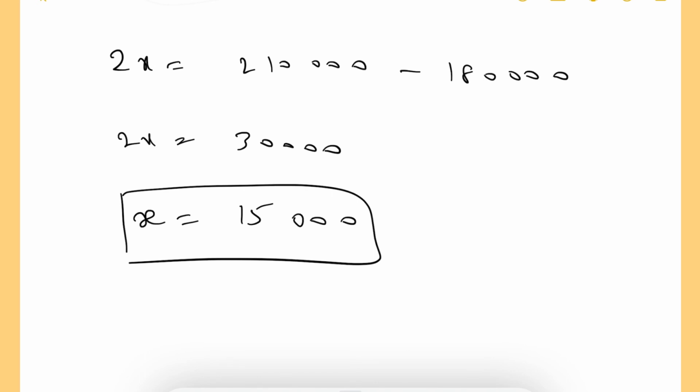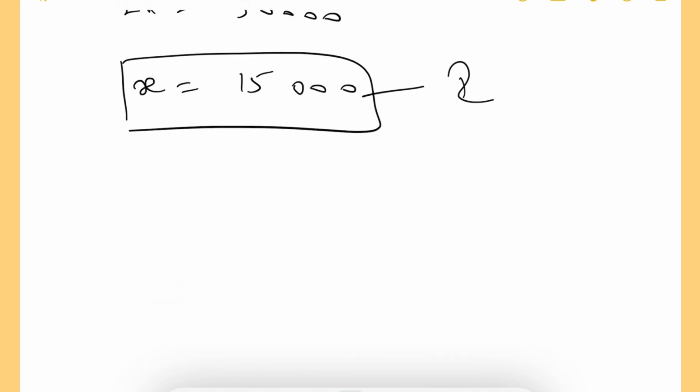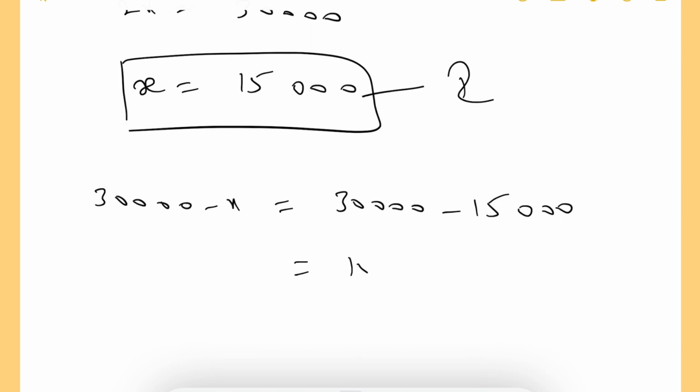So it means 15,000 rupees we need to invest in type 1, because two types of bonds are there, right? So 15,000 we are investing in one type of bond. Then what about the second one? The second one we have 30,000 minus x, that is nothing but 30,000 minus 15,000, which is nothing but 15,000. So to get the annual total interest of 1,800 rupees, we need to invest 15,000 rupees in one type of bond and 15,000 in the second type of bond.